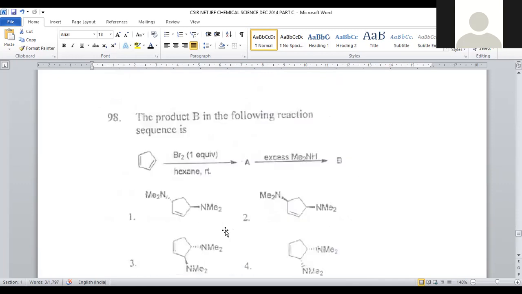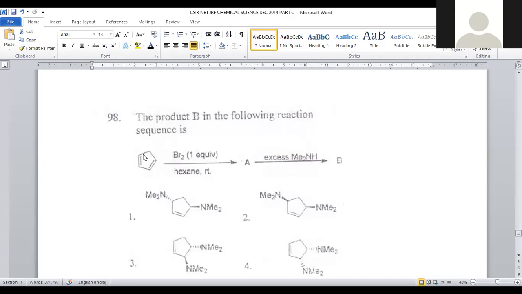Let us move on to question number 98. The product B in the following reaction sequence is... we are taking cyclopentadiene. Cyclopentadiene is treated with bromine. So cyclopentadiene is added with 1 equivalent of bromine. Here the system is non-aromatic, right? Being non-aromatic, it is more susceptible to halogenation. Bromination is always a trans bromination. Trans halogenation is possible, and when you add only 1 equivalent, a dibromo product will be formed.